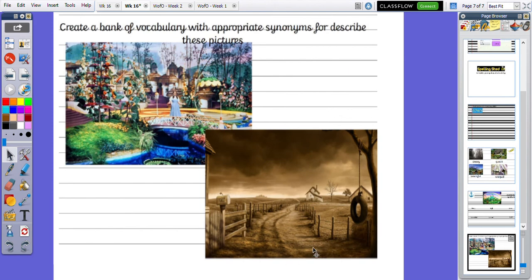Okay, so they are your two tasks today. I look forward to seeing what you come up with and what you will be able to use in your writing.